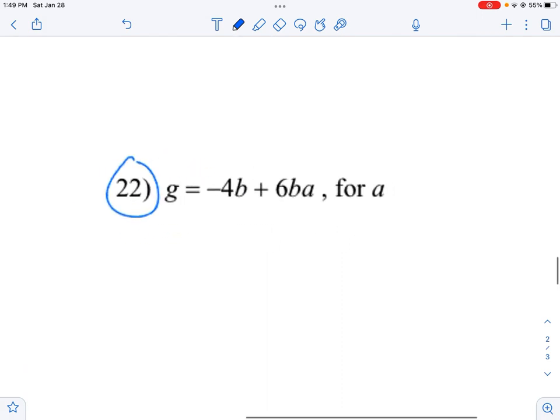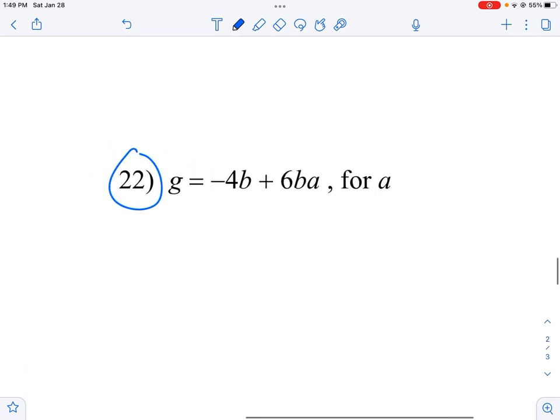The last one. We need to solve for a. Well, you may notice there's all sorts of variables in this thing, but that's okay. You just need to solve for a. So we need to get a all by itself, which means we need to get rid of the 6b and we need to get rid of this negative 4b. You're going to go through the similar process we've been doing.